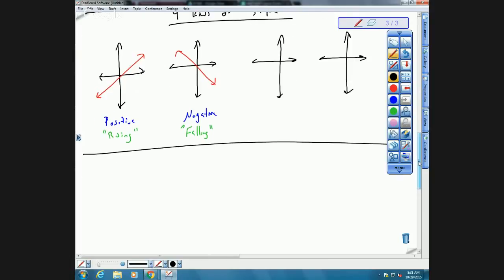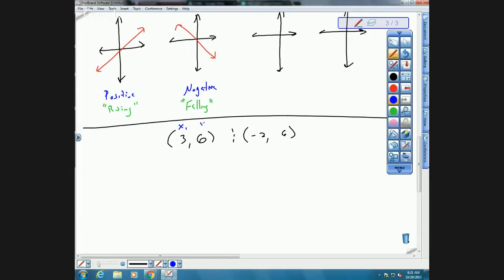Let's solve a couple more of these. What if I have this right here? All right, so again, we do x1, y1, and then we do x2, y2. So you subtract the y's, you do 6 minus 6. On the bottom, you subtract the x's, you do x sub 2 minus x sub 1. So negative 2 minus 3. So 6 minus 6 becomes 0. Negative 2 minus 3 becomes negative 5.